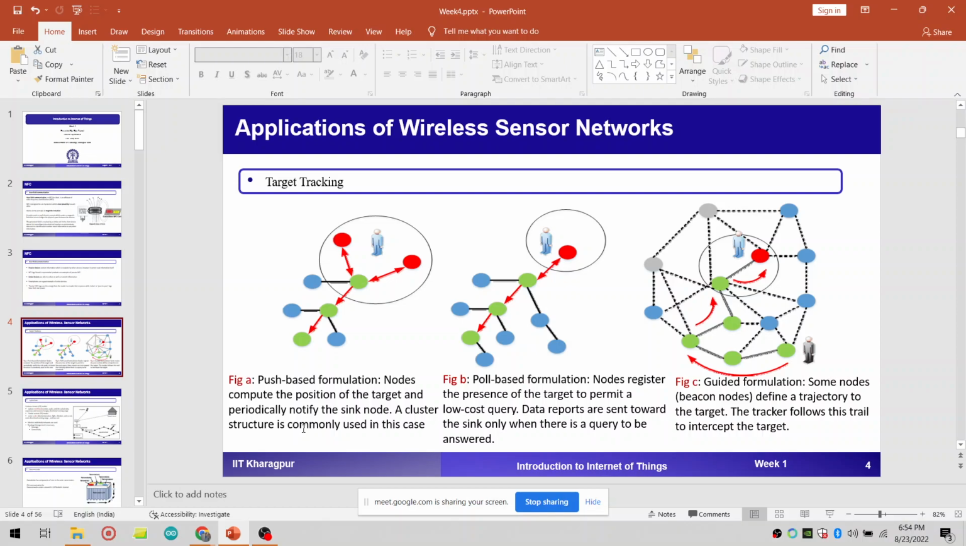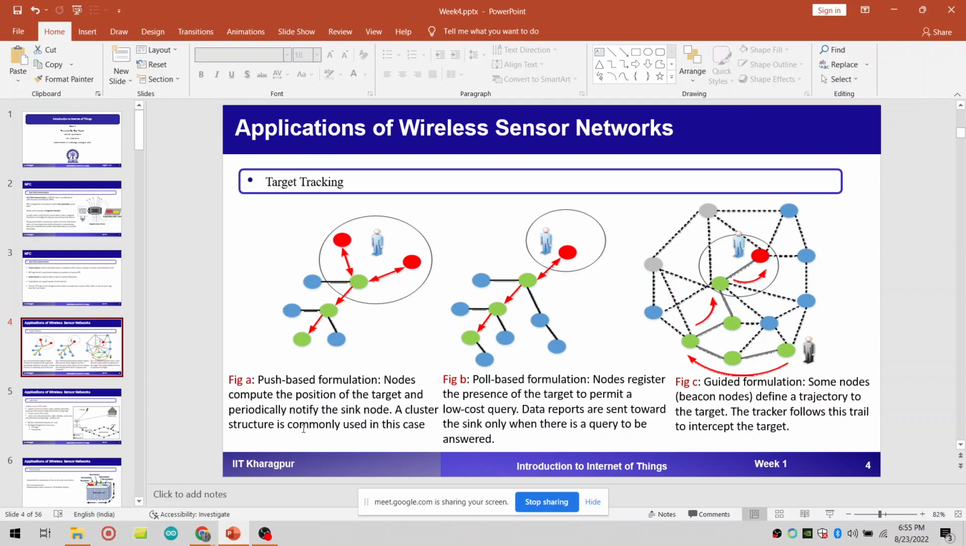First of all, what do you mean by target tracking? Target tracking means there is some object, and you are going to detect its position, or track its movement, right? How are you going to do that? With the help of sensors. The sensors are going to detect its presence, and on the basis of that, they will collect some data. Some analysis will be done on that data, and its position or its movement is detected, right? So there are three methods that we can use in order to track the target. First is push based, second is poll based, and third is guided formulation.